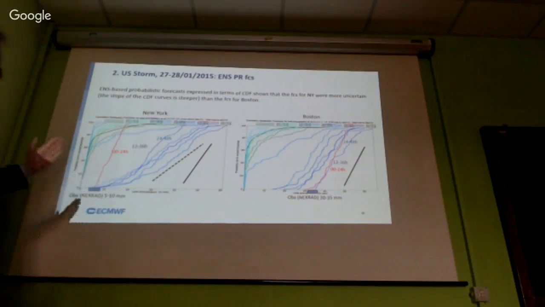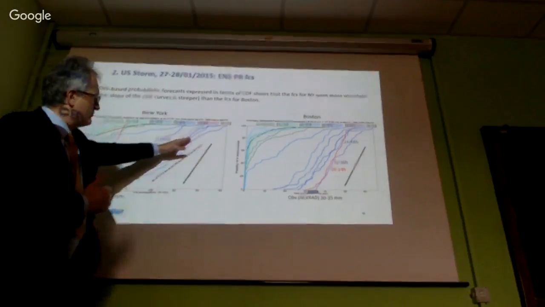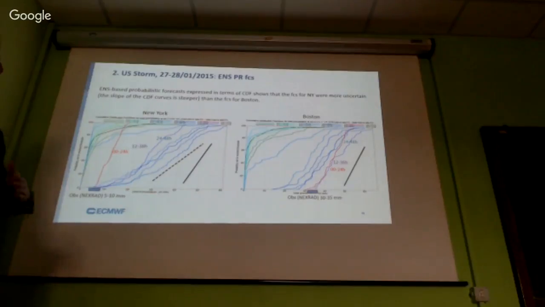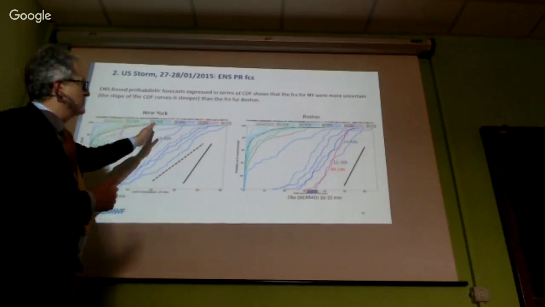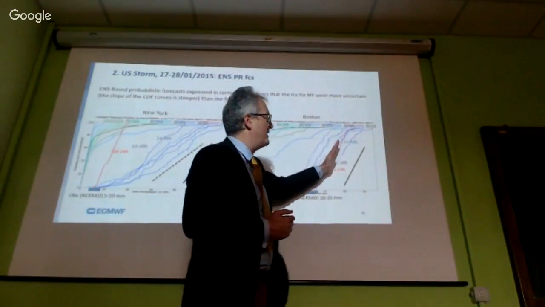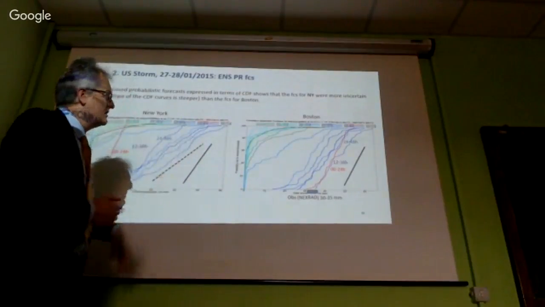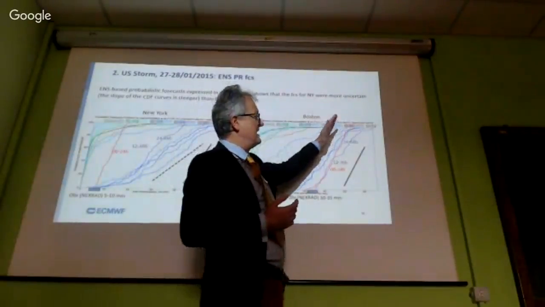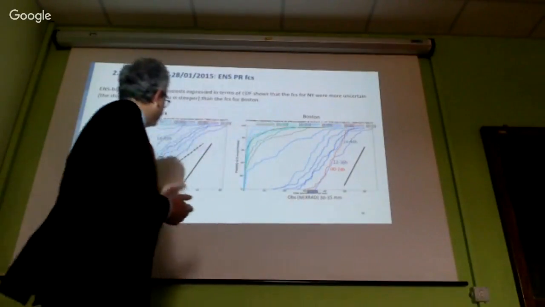And the way to see how consistent the ensembles are, how the divergence of the ensemble looks, is to look at the slope of these curves, which are the cumulative distribution function for snowfall over New York and Boston. What you see is that for Boston, the curves are much more vertical than for New York at all forecast ranges, suggesting that the uncertainty is less for Boston than for New York.